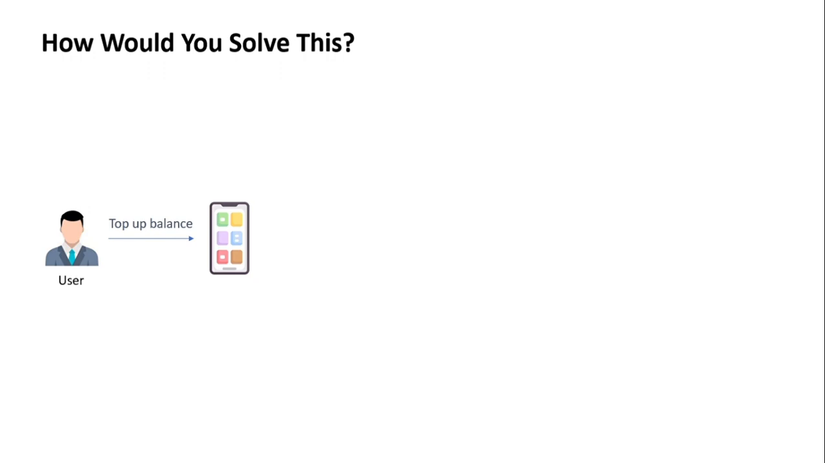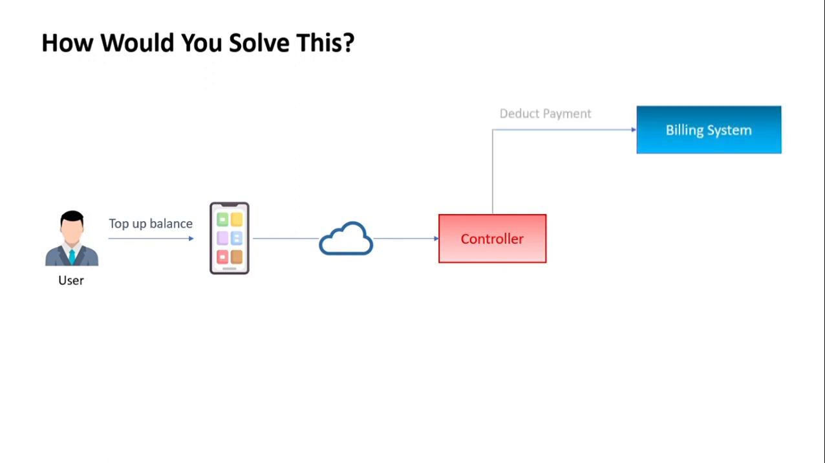Now, when they make a request, it goes through the internet and reaches a controller layer, and that is the controller layer which you or your team is responsible for. However, that controller layer has to call two different systems. First is the billing system, which deducts the payment on behalf of the user, and second is the recharge system, which actually recharges the balance.